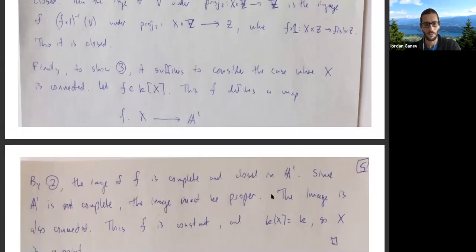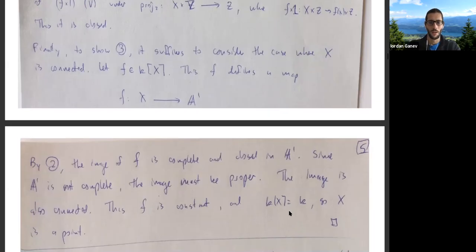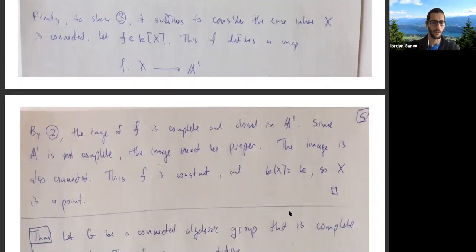We already know that a1 is not complete, so the image must be proper, and it's also connected. The only things that are proper, connected, and closed inside of a1 are just points. So that means that f is constant. f maps everything to a point. The image of f is a single point, and f was just arbitrary inside of the affine algebra. So everything in the affine algebra is just a constant, and the affine algebra is just k. And so x is a point. So that proves the third part.